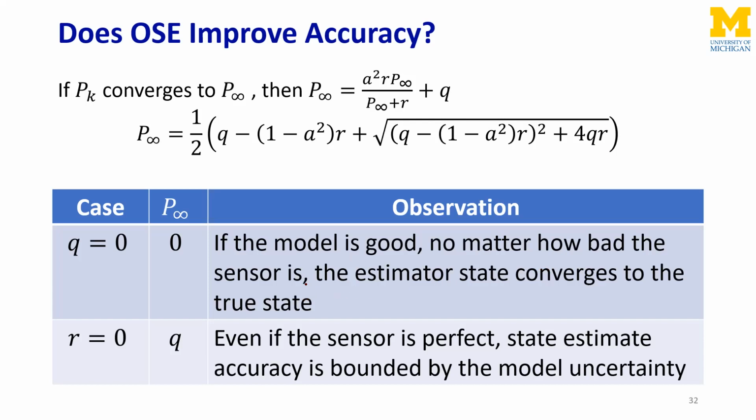This is pretty good. It's basically saying that if you're using a very good model, no matter how bad your sensors are, you can buy a really cheap sensor, your estimates are absolutely going to be amazing, eventually, asymptotically.